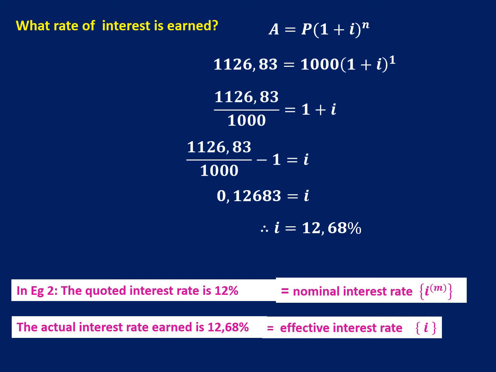So there's a difference. As soon as I compound my interest, I earn a little bit more than what the bank told me I was going to earn. So what they tell me I'm earning is 12%, but what I'm actually earning is just a little bit more. Let's look at another example.